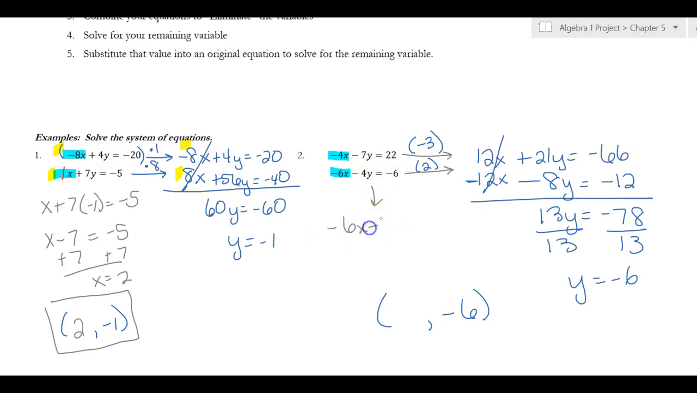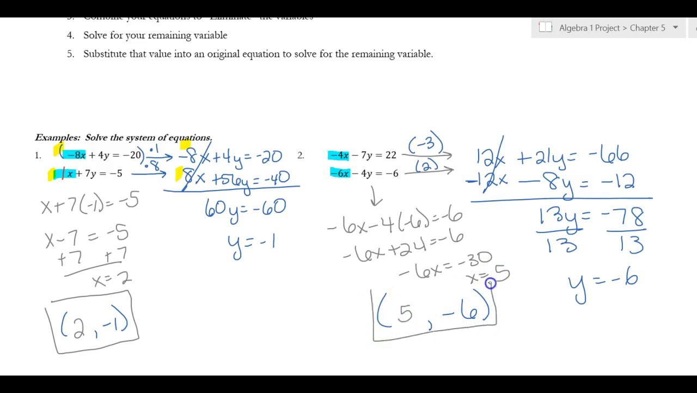Negative 6x minus 4 times negative 6 is negative 6. So negative 6x plus 24 is negative 6. And then I subtract 24, and I get negative 6x is equal to negative 30. And so when I divide, I get 5. And that's the answer.